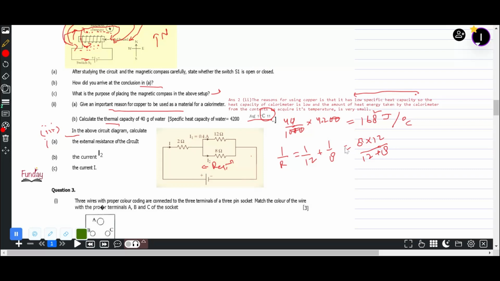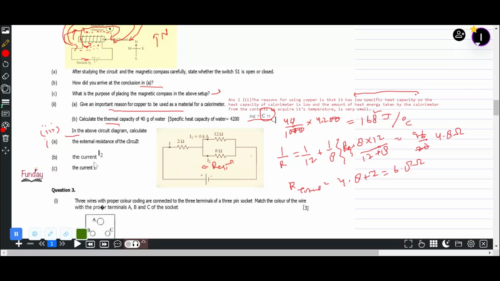I have directly arrived at the R equivalent. This was the breakup. So that will be 96 over 20, that will be 24 over 5, which is 4.8 ohm, and 4.8 ohm is in series with 2 ohm. So the total resistance of the circuit will be 4.8 plus 2, that is 6.8 ohm.